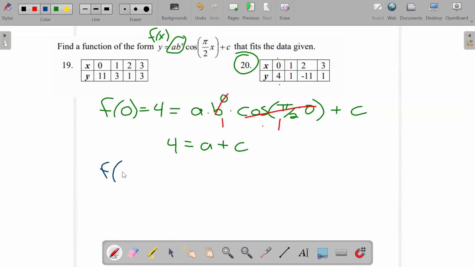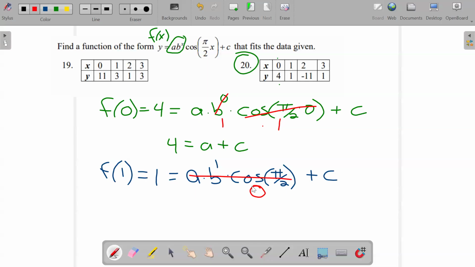f of 1 should equal 1 versus a times b to the 1 times the cosine of pi over 2 times 1, which is pi over 2, plus c. Okay, let's see. b to the 1 is just b, not much to do with that. Cosine of pi over 2 is 0. Okay, so all this is gone because the cosine is 0. Hey, we scored a number. We got c equals 1.